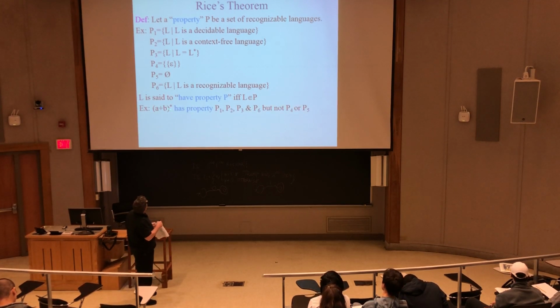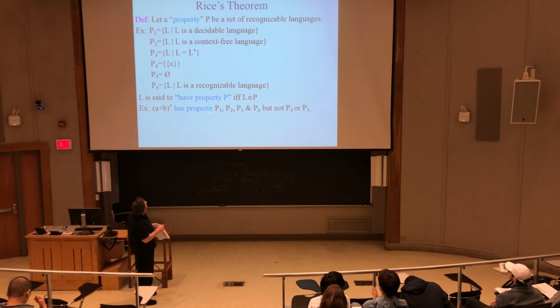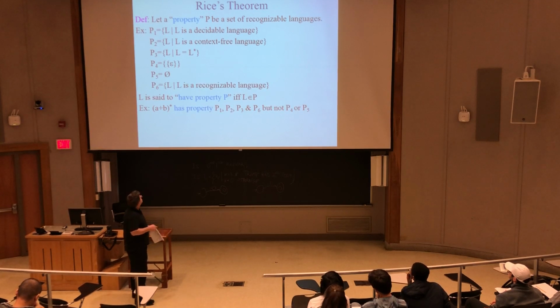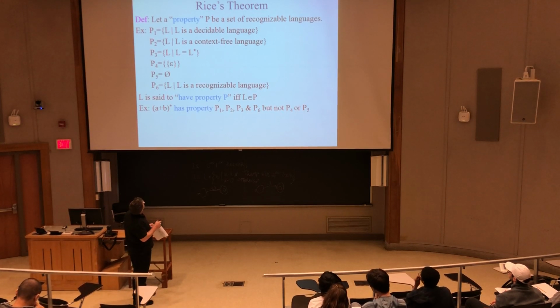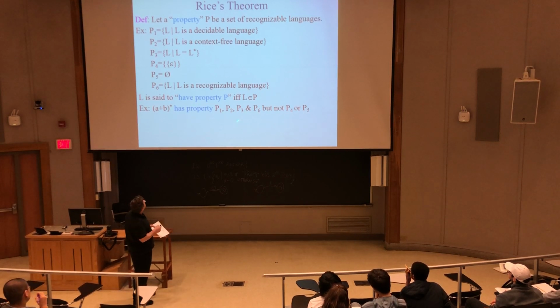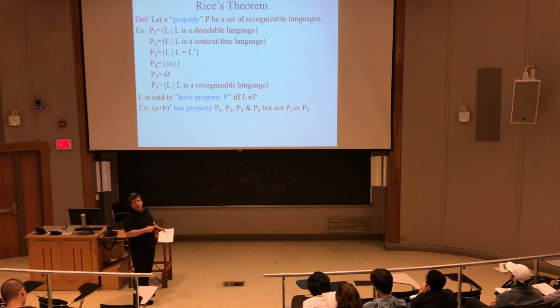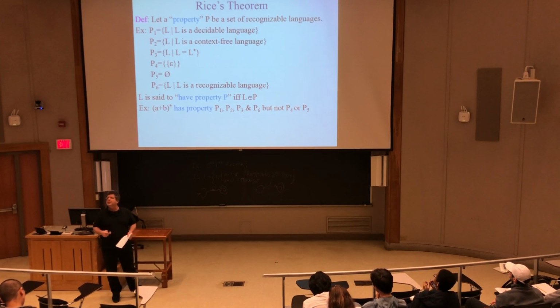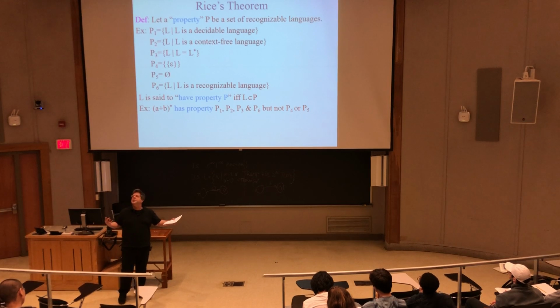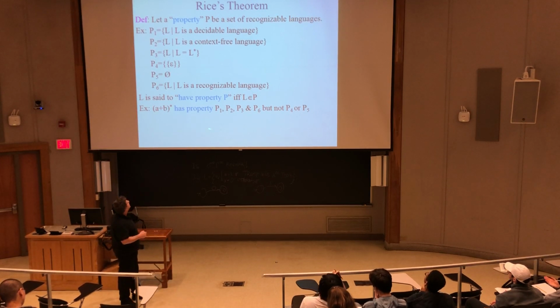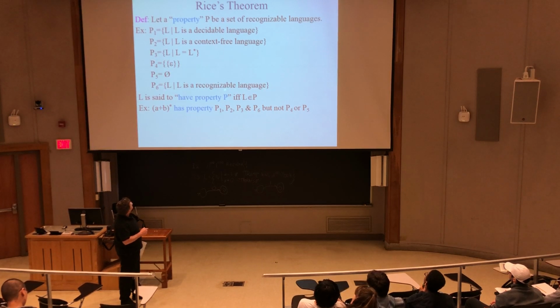Okay, so for example, (a+b)* has properties P1, P2, P3, and P6. Why? Because it's a decidable language. Sigma star is decidable; a finite automaton decides it. P2: it is a context-free language, also for sure. It's also regular, which makes it context-free automatically. P3: it's equal to its own Kleene closure. So sigma star, sure enough, equals its own Kleene closure. Sigma star is equal to sigma star star. It's already all the strings, so what else are you going to get if you start again? Nothing, right? And P6, it has that property too. It's recognizable.